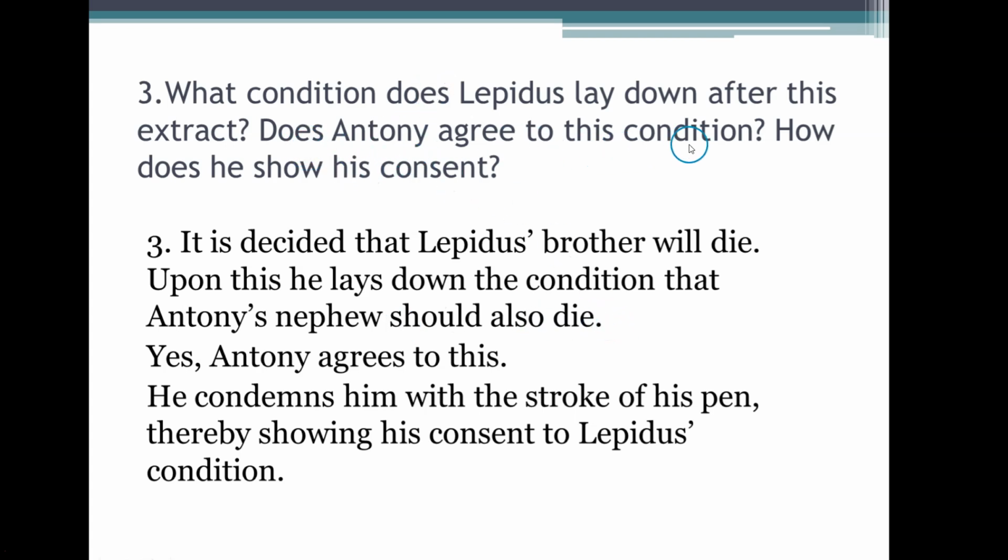Now second, does Antony agree to this condition? So answer is yes, Antony agrees to this.